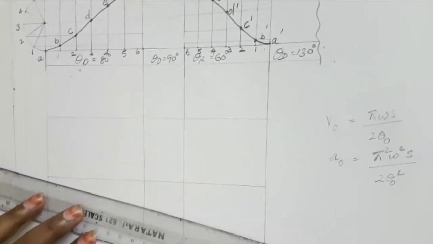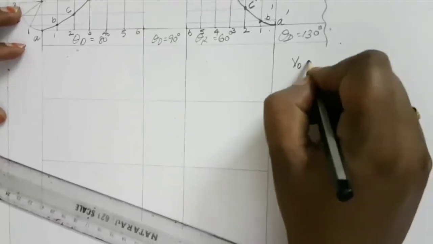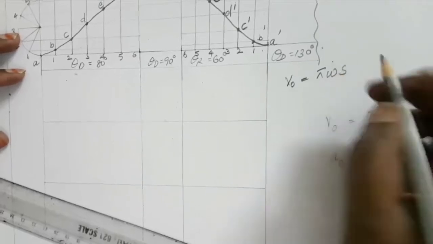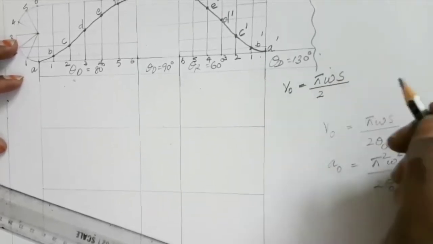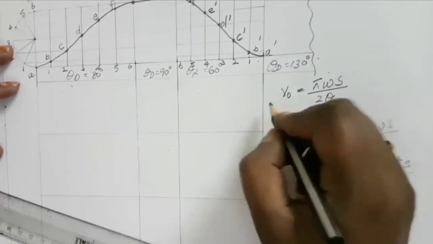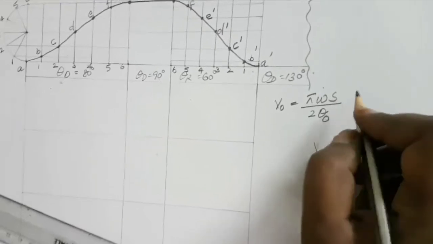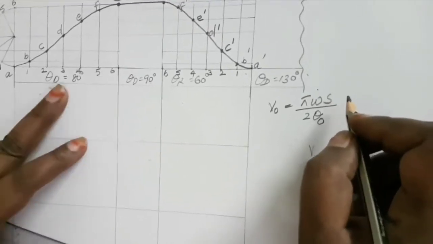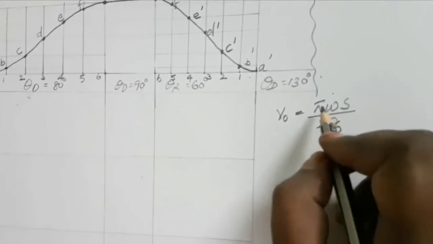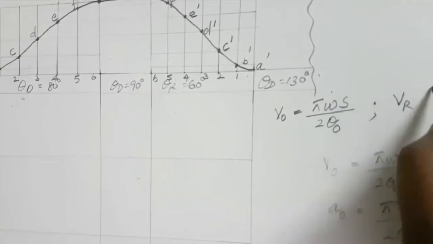So now you just see here. So V naught, that means velocity at outstroke, equal to pi omega S divided by 2 theta O. So this omega they will give, S stroke length, theta you should take it in radians, that means 80 degree means 80 into pi by 180, you need to convert into radians, then you have to apply in this formula. So VO as well as VR are also in the same way.